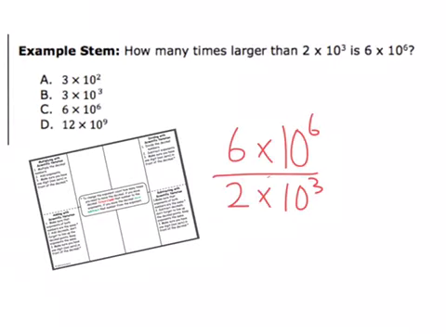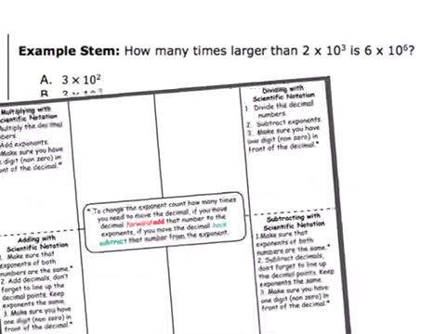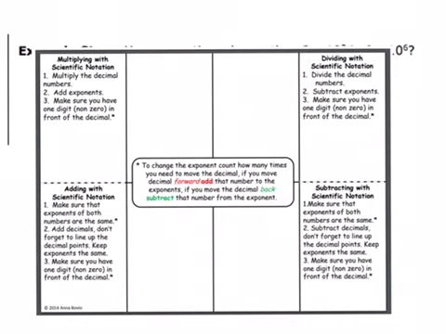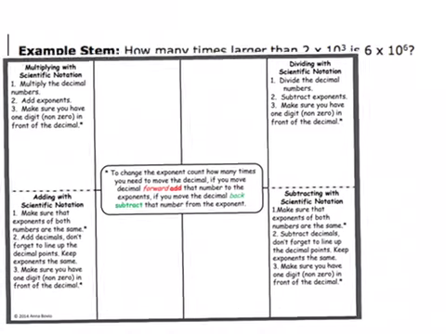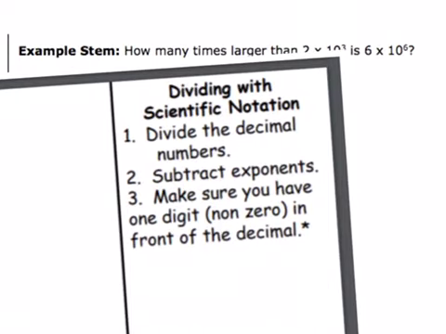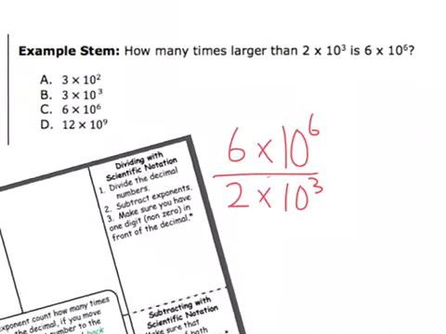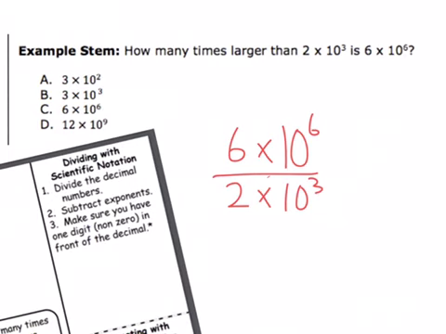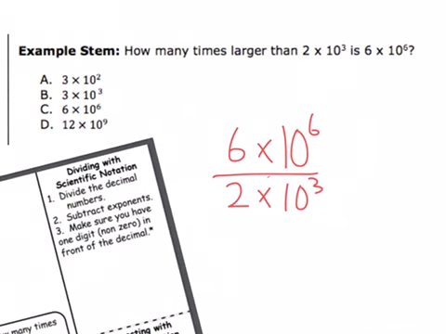Okay, so I went ahead and rewrote this as a division problem. And we are going to use the foldable that we went over in class. Specifically, we're going to be dividing with scientific notation, and they have steps for us to follow. So we're going to put that in the corner where we can follow those steps as we go. The very first step is number 1, divide the decimal numbers.